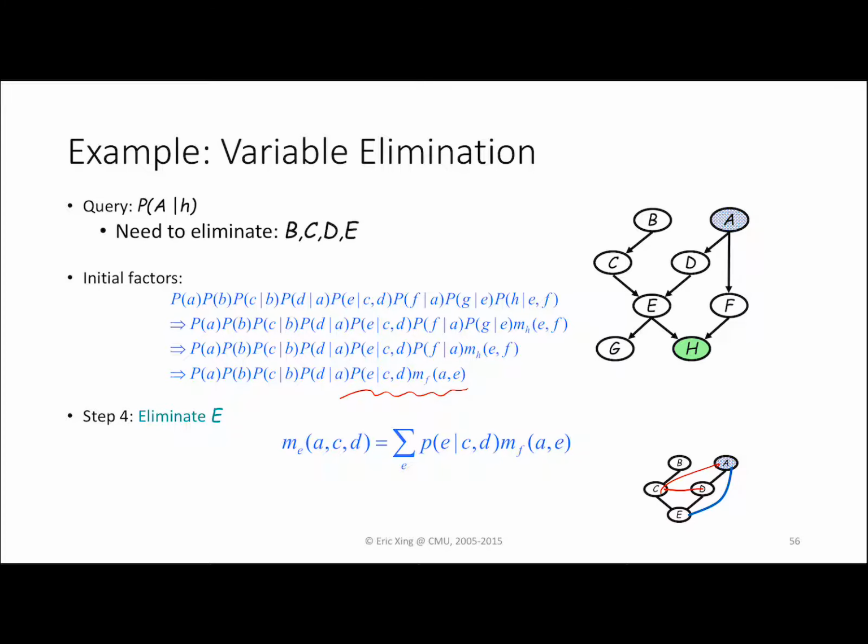Because the new term has a factor that has M. There is no E in it, so there has an A, has a C, has a D. So I have to connect them all together. And that's what I'm going to do.